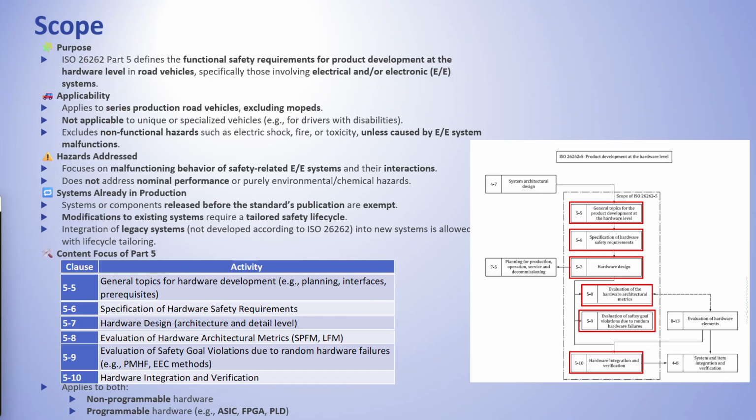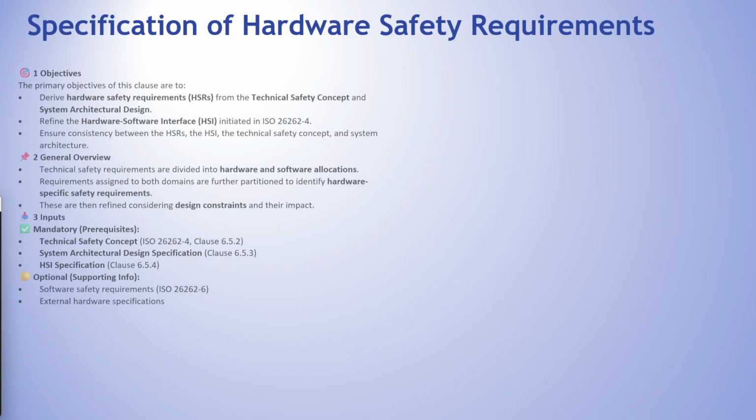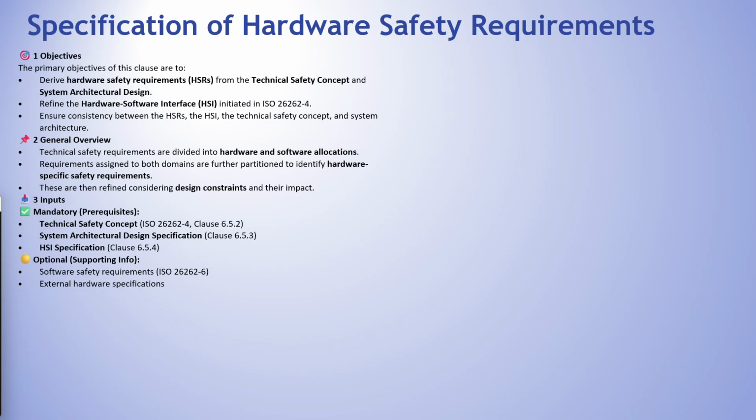Okay, now this is where I think it gets really fascinating. Let's dig into some of the core parts. How do you even start defining safety requirements for what seems like just circuits and components? Right. That's covered in Clause 6, Specification of Hardware Safety Requirements. The main goal here is to take the higher level stuff, the technical safety concept, the system architecture, and derive the specific hardware safety requirements, HSRs, from them.